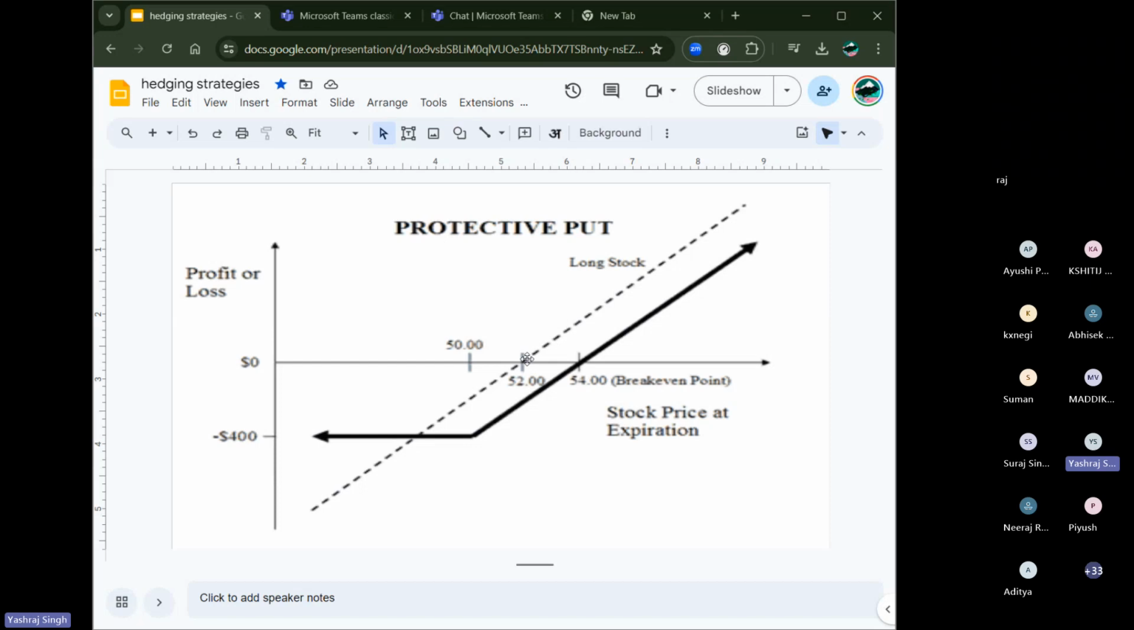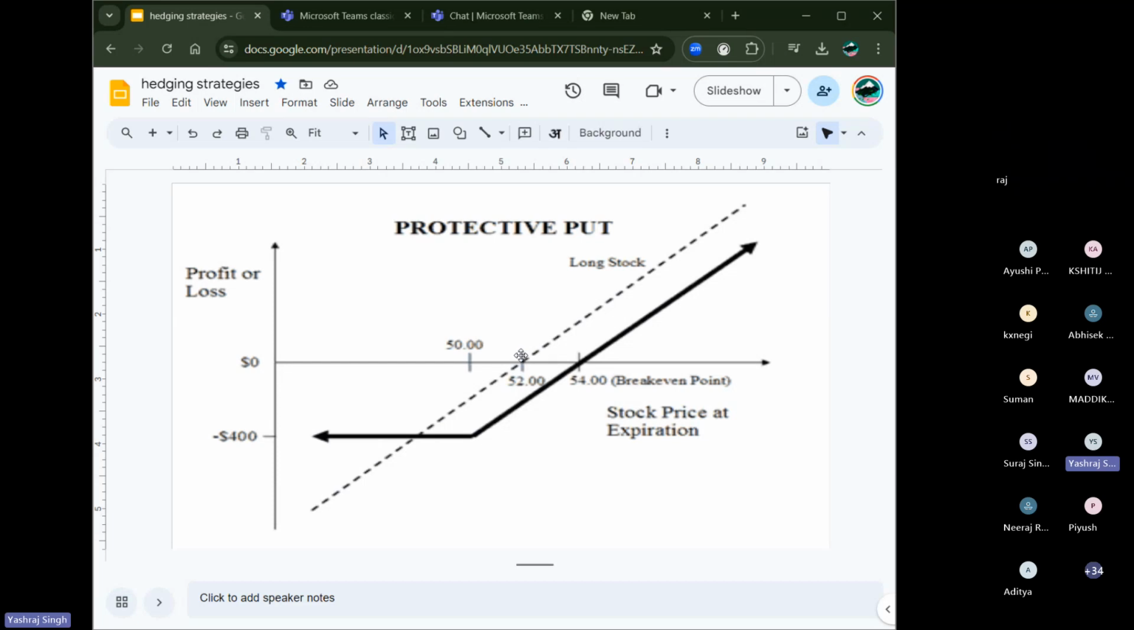You bought a stock at 52 rupees, you'll buy a put at 50 rupees with a premium of 2 rupees, right? So you have paid a premium of 2 rupees, just like the health insurance that we pay. It does not cover all the expenses, it won't stop you from losing, but it will cap your losses, right?